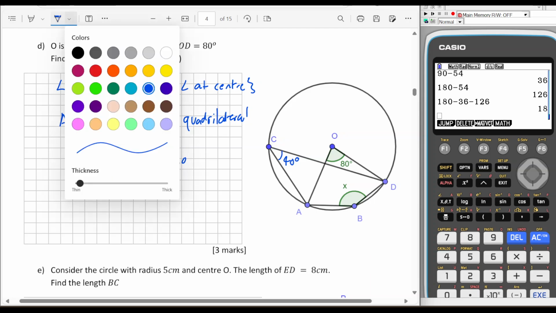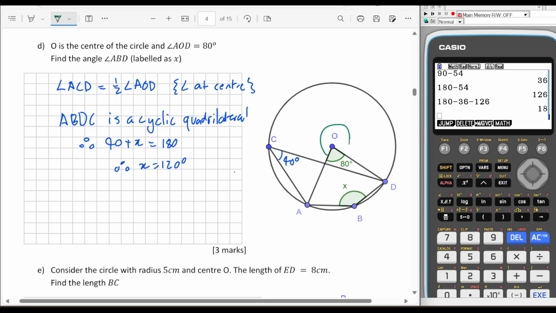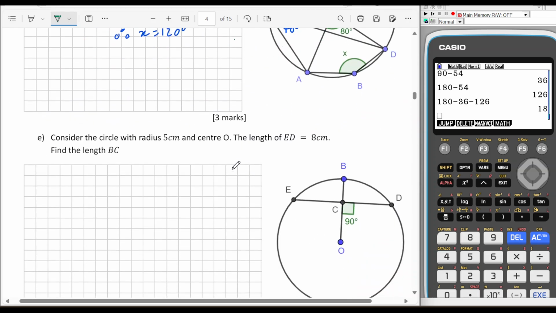The other way that you could do it is you could look at the other side of the angle there. That's 240 because they have to add up to 360. And then that one is half by angle at the center theorem. So there's a few different ways you can approach that problem there. Okay, but it's 120 regardless.